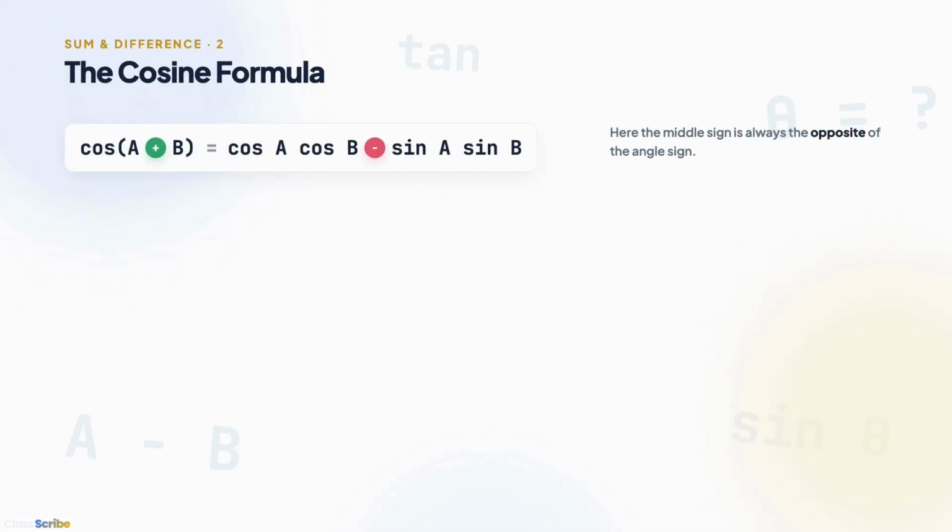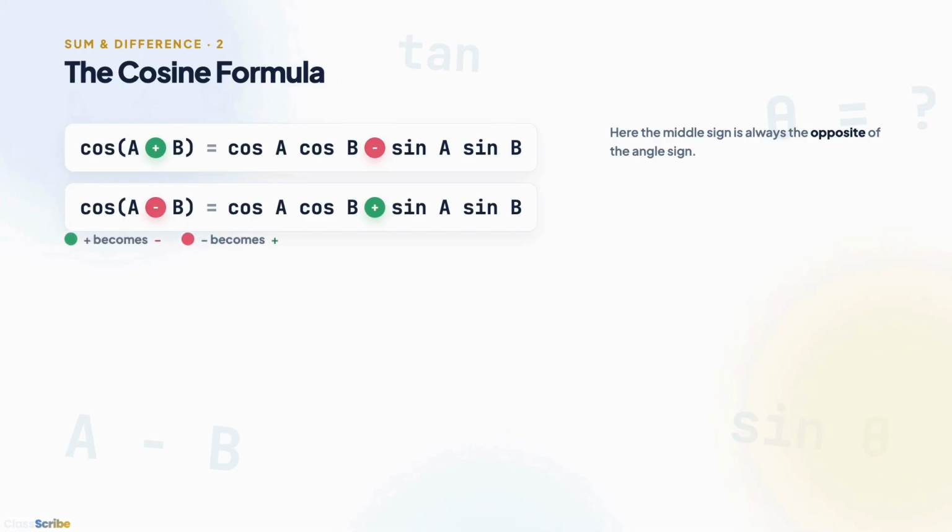Now let's look at cosine. Cosine of a plus b is cosine a into cosine b minus sine a into sine b. For cosine of a minus b, the minus changes to plus. So cosine always does the opposite of the angle sign.